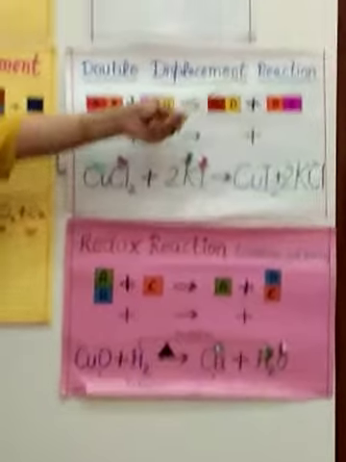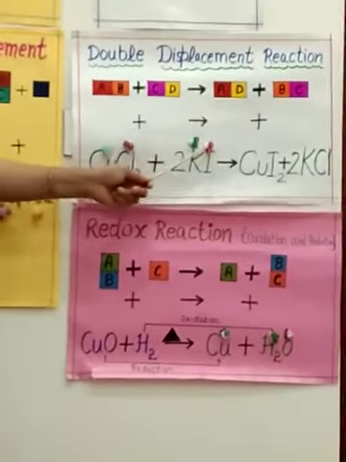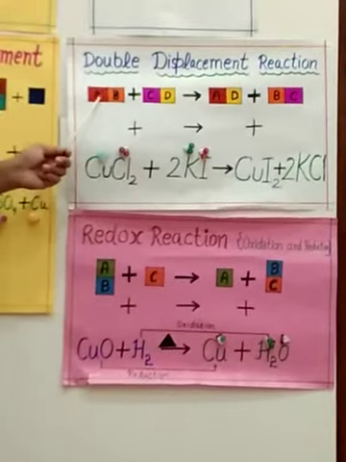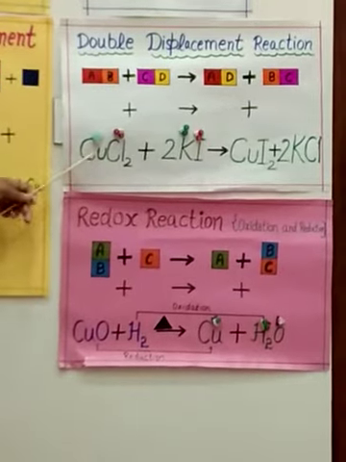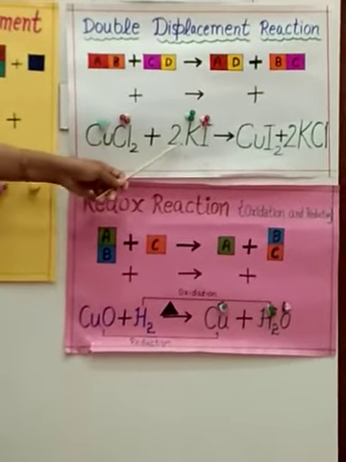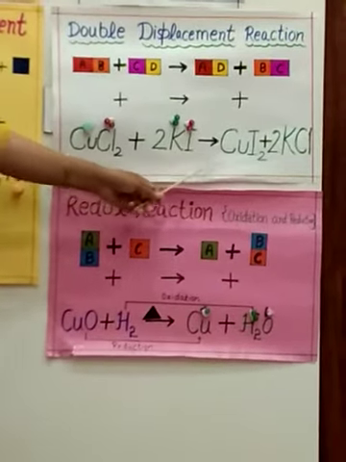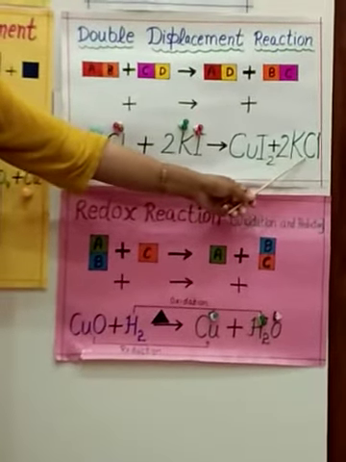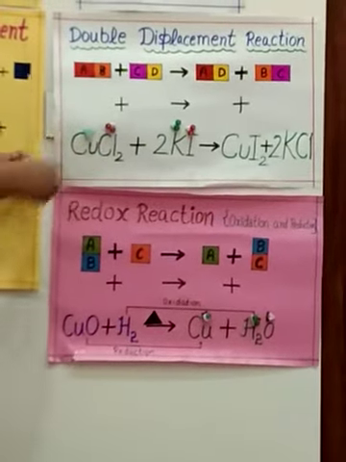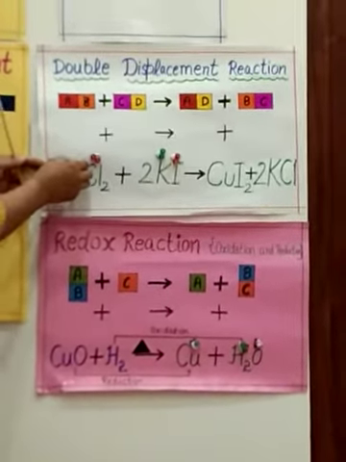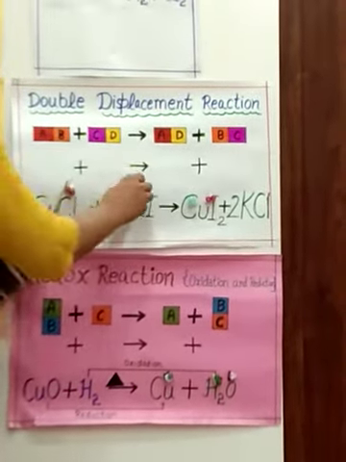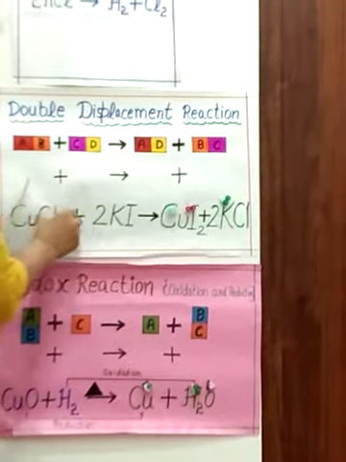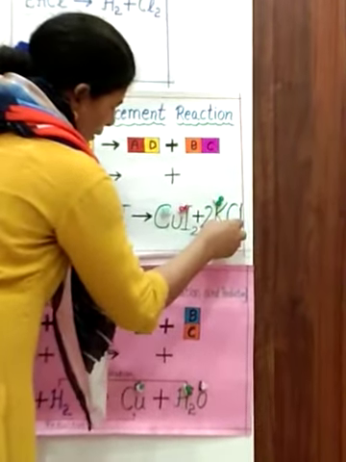We can use these innovative charts for the double displacement reaction. Here two different compounds interchange their positions. A combines with D and B combines with C. Here copper chloride reacts with potassium iodide to form copper iodide and potassium chloride. With the help of these charts, we see how this actually happens. Copper combines with iodine and becomes copper iodide, and potassium combines with chloride, forming potassium chloride.